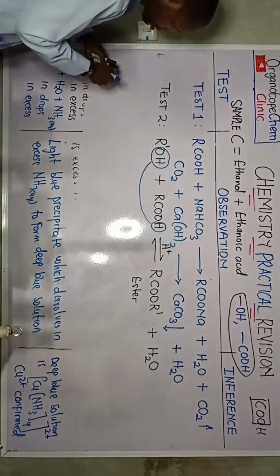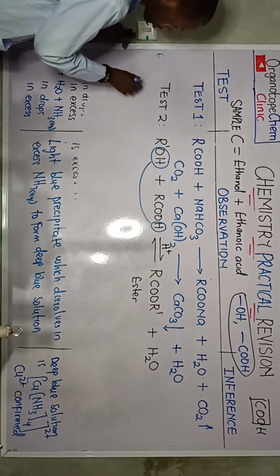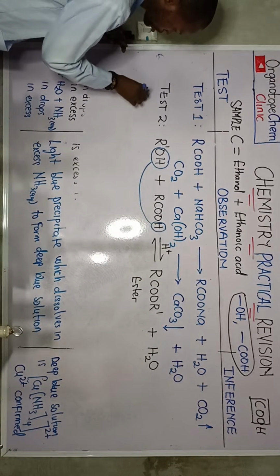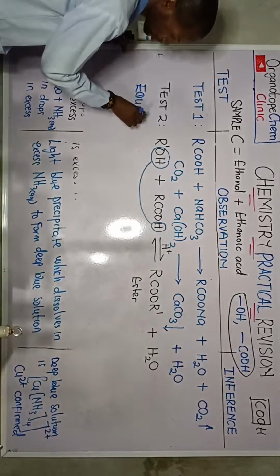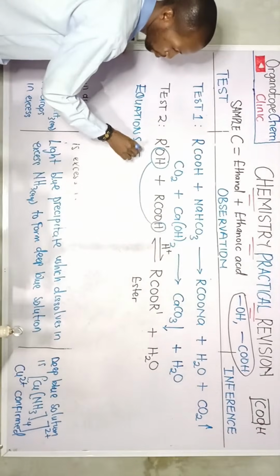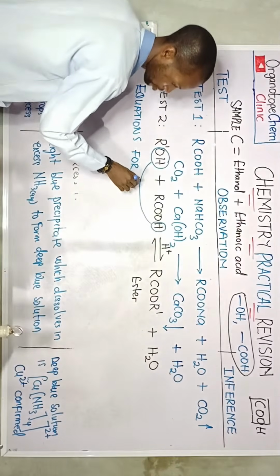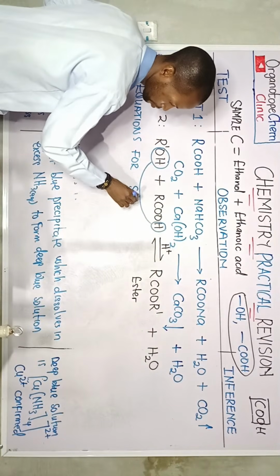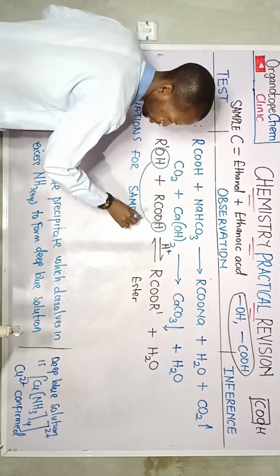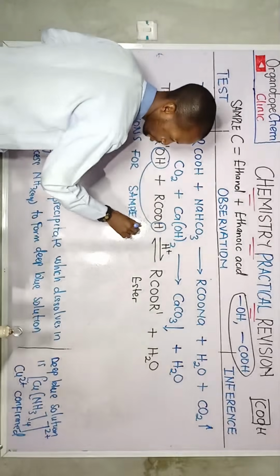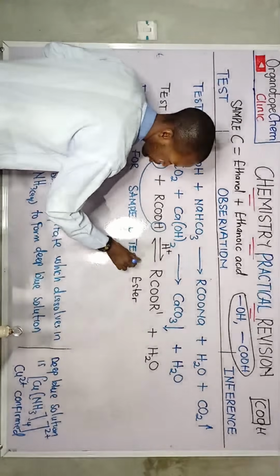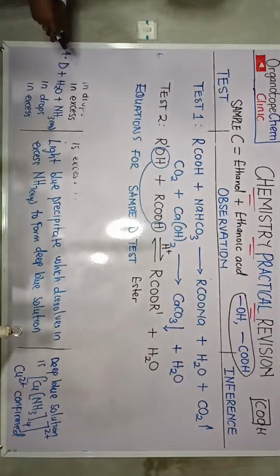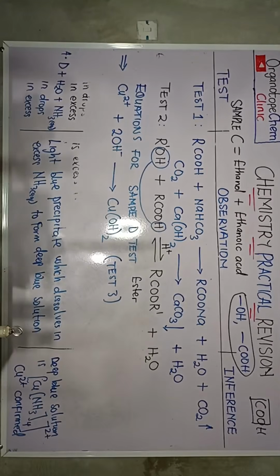So test 3, or let me just make it equations for sample D tests. Okay, equations for sample D tests. All right, the first. All right, can we proceed? We've been having issues with network here.